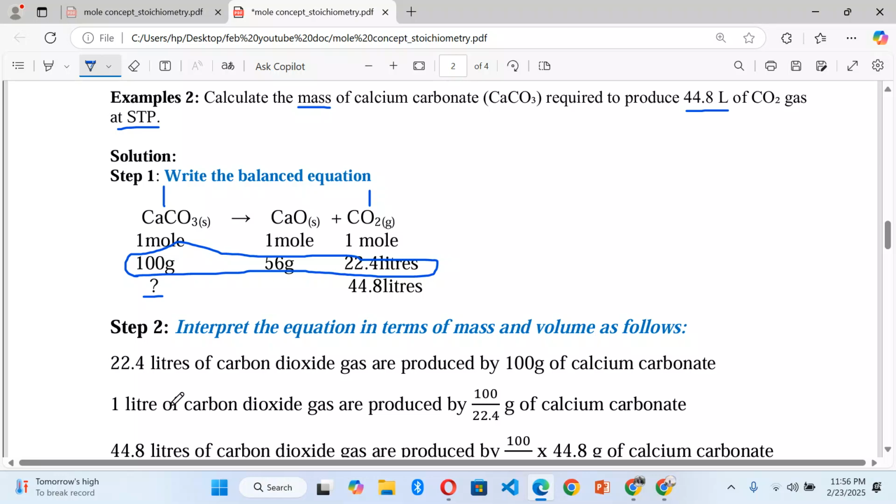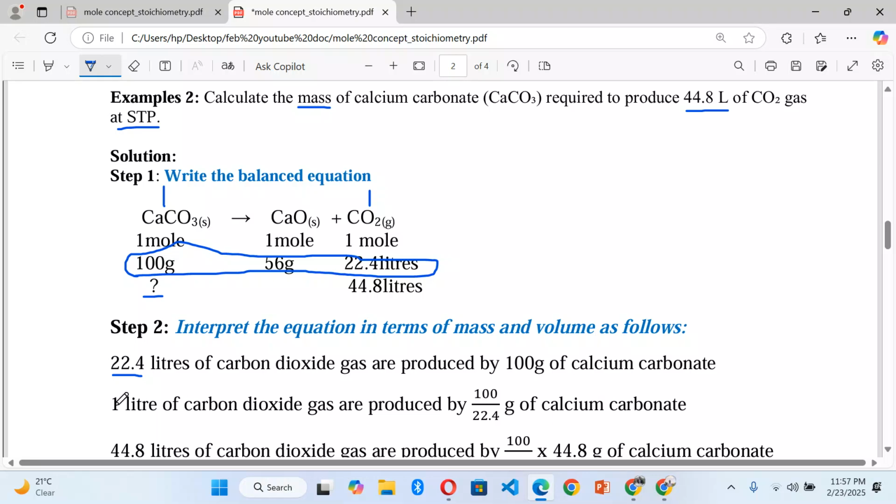What about 1 liter of carbon dioxide gas? Now 1 liter of carbon dioxide gas is produced by, we divide by 22.4 liters both sides so that we can remain with only 1 liter. So which means in this case we have 100 divided by 22.4 grams of calcium carbonate.